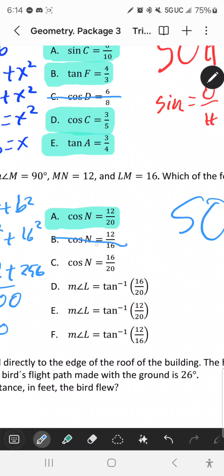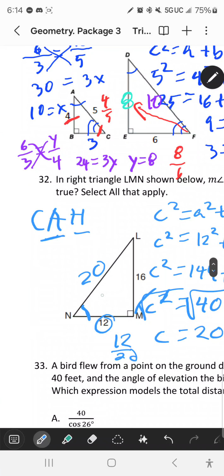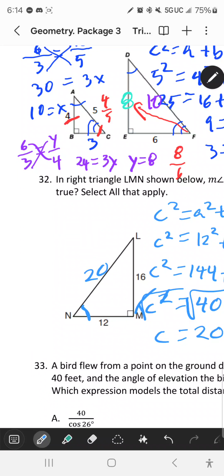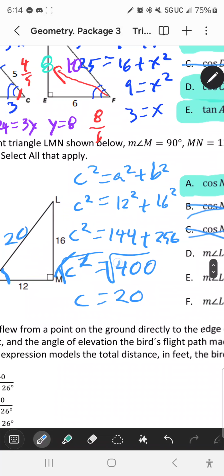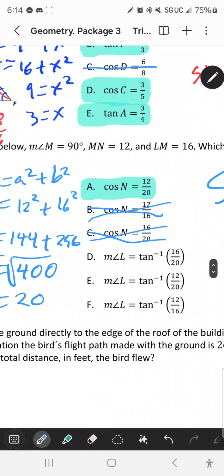Now, cosine of n, we already calculated. It is not 12 over 16. It's the one that we just did. So it has nothing to do with that, that's not the one that we need to do. Now, measure of angle L.